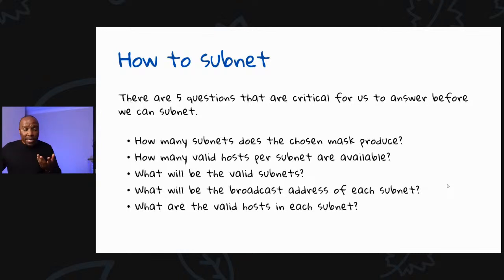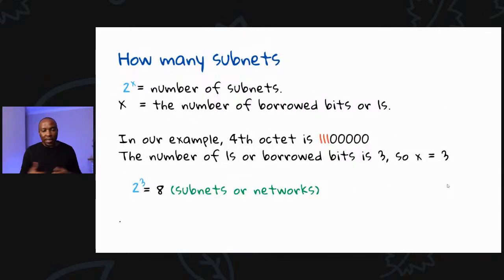So let us see what is covered. He says, if we want to subnet, we have to answer 5 questions. The first one is, how many subnets does the chosen mask produce? The second one is, how many valid hosts per subnet are available? The third is, what would be the valid subnets? What would be the broadcast address of each subnet? And what are the valid hosts in each subnet? These are the 5 questions that we're trying to answer. So let us see how we do that.